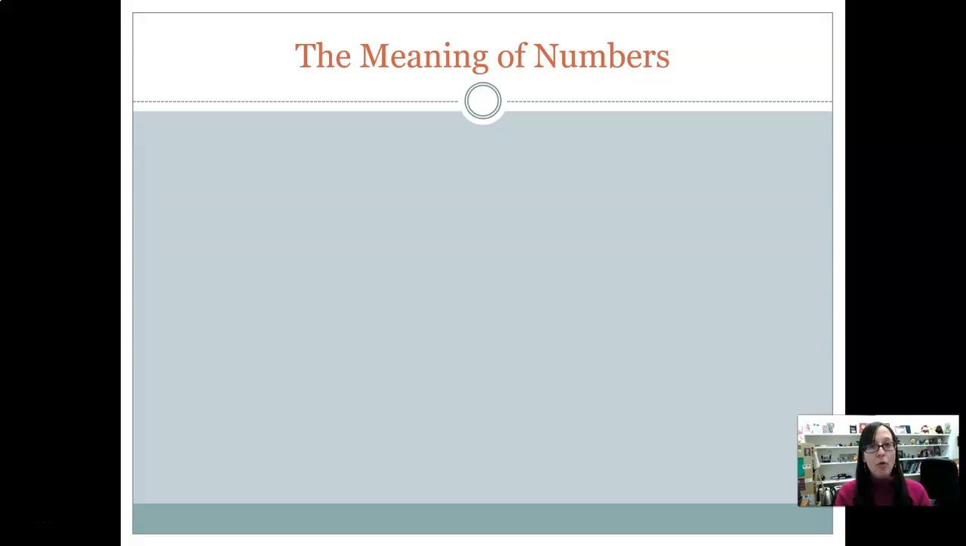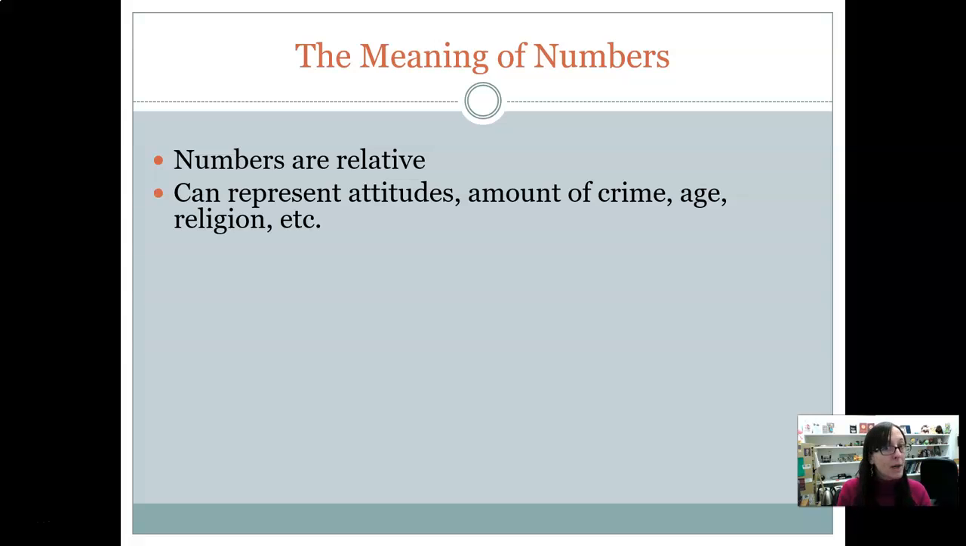Numbers can mean more than what we've been taught from a young age to believe. So numbers are relative, for one. And within research, whenever we use numbers, they can represent a whole bunch of different things. They can represent attitudes. Think about if you use a Likert scale of strongly disagree to strongly agree. If we put numbers on those, 1, 2, 3, 4, 5, 1 denotes strongly disagree, 5 denotes strongly agree, and everything in between, then those numbers are representing our attitudes on various different things.